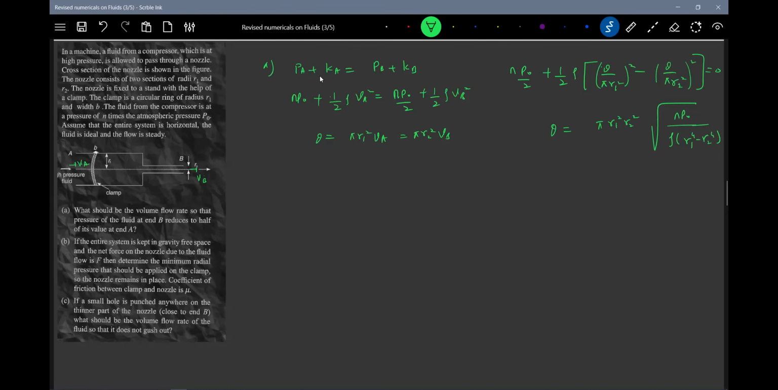If the entire system is kept in a gravity-free space and the net force on the nozzle due to the fluid flow is F, then determine the minimum radial pressure that should be applied on the clamp so that the nozzle remains in place. The coefficient of friction between the clamp and the nozzle is mu. Let's see.